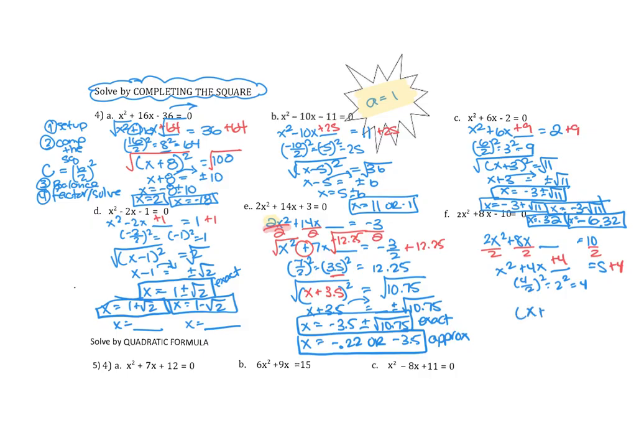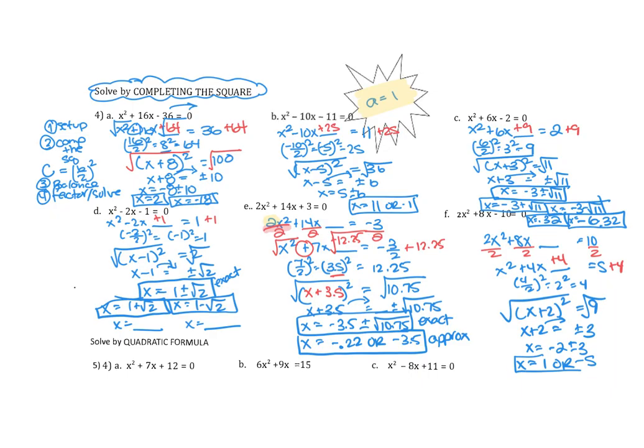I get x plus 2 squared equals 9. I square root both sides. I get x plus 2 equals plus or minus 3. I'm going to subtract 2 over. I get x equals negative 2 plus or minus 3. I'm going to do my math since they're all integers. Negative 2 plus 3 is 1. Negative 2 minus 3 is negative 5.